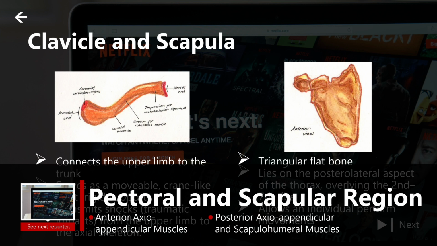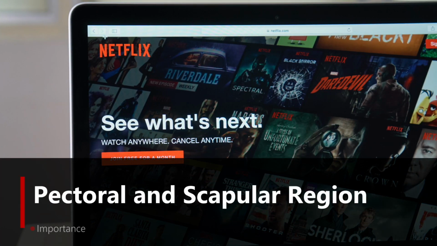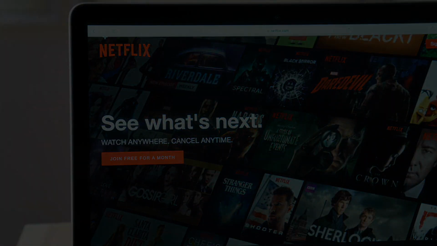Let's proceed to the next topic. Under the pectoral and scapular regions, we're going to explore the importance, the description, and the sub-regions.